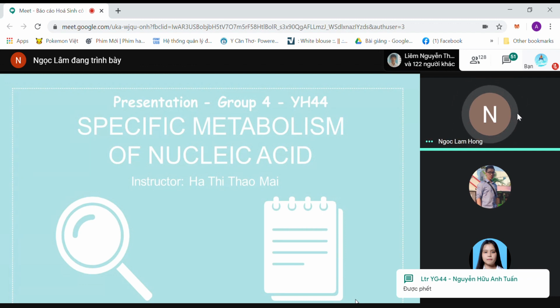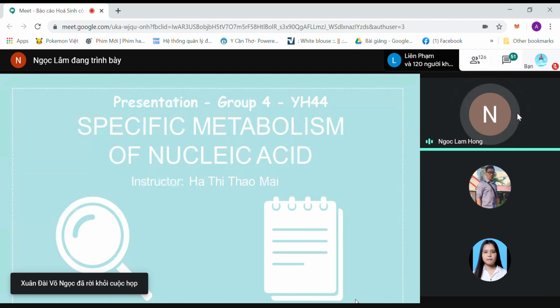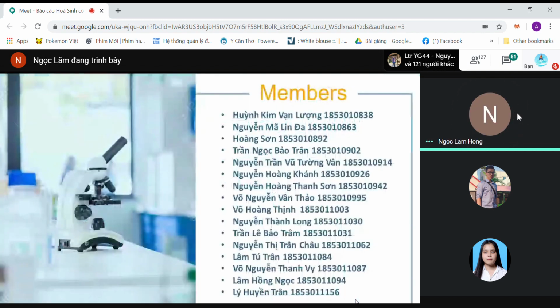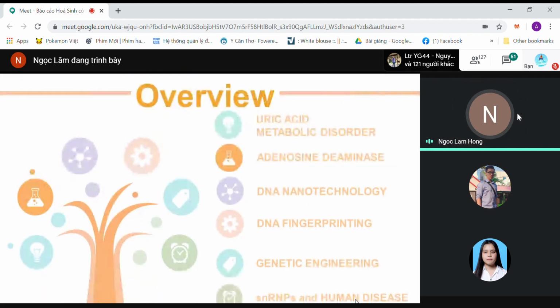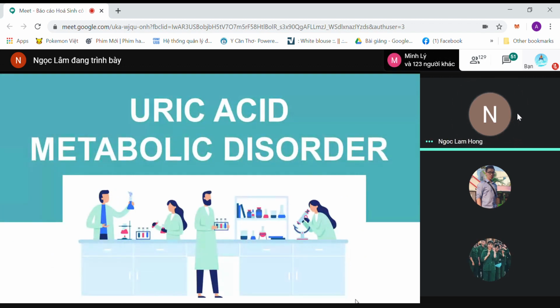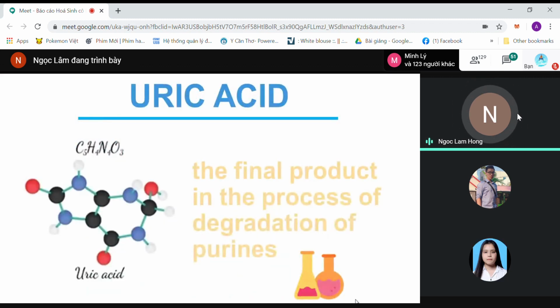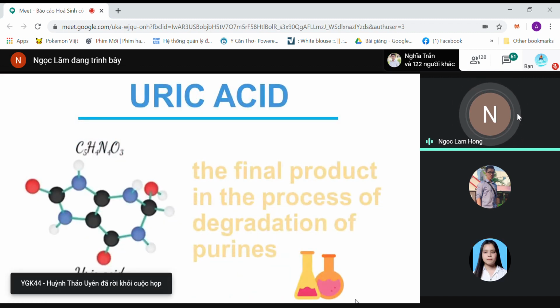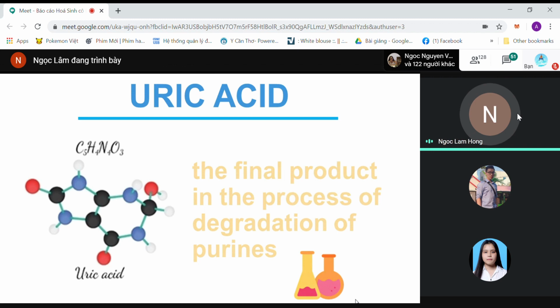Okay, hello everyone. Here we come to the presentation of group 4 about specific metabolism of nucleic acids. Our instructor is Hà Thị Thảo Mai. These are our members. Today we have 6 parts in total. The first one is uric acid metabolic disorder. So we should find out the definition of uric acid. Uric acid is the final product in the degradation of purine from plants, red meat, seafood, and alcoholic beverages.